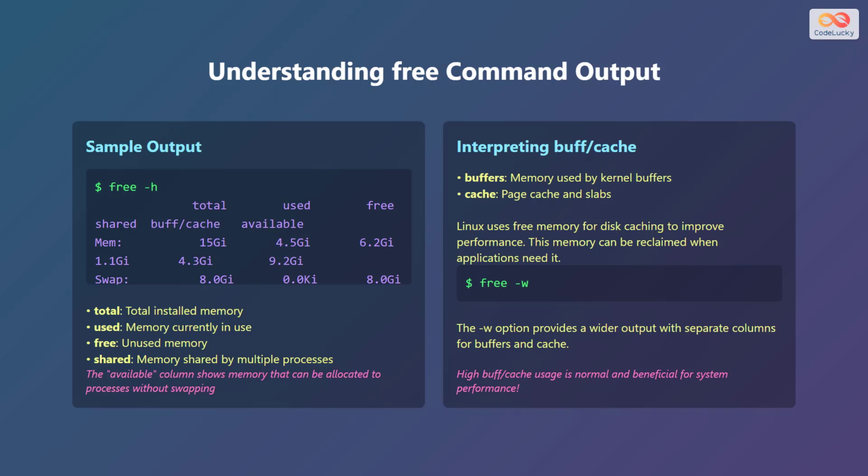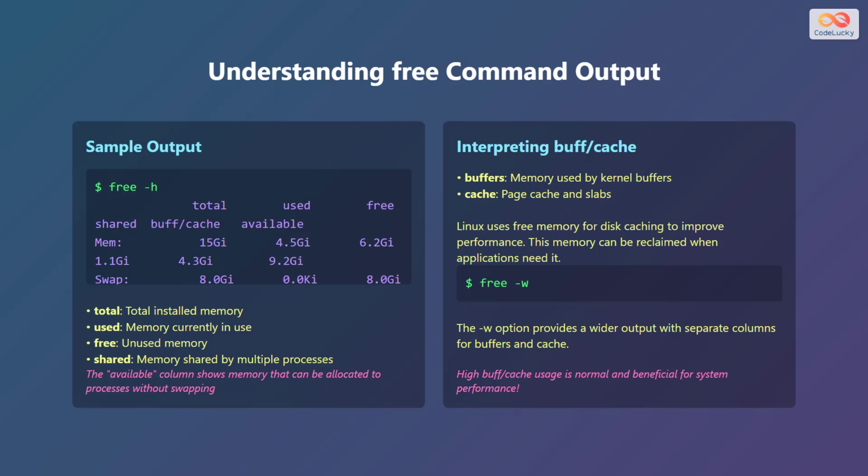It is important to note the available column. This shows the memory that can be allocated to processes without causing the system to start using swap space, which can slow things down. Now let's talk about the buff/cache column.